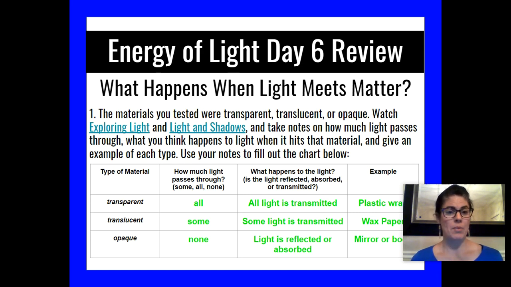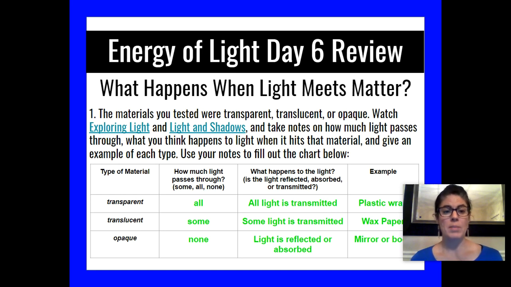What happens to the light with a transparent object? All light is transmitted. And an example of an object that is transparent is plastic wrap. The second type of material that we investigated was translucent. Some of the light passes through. So what happens to the light? Some light is transmitted. An example of a translucent material is wax paper.